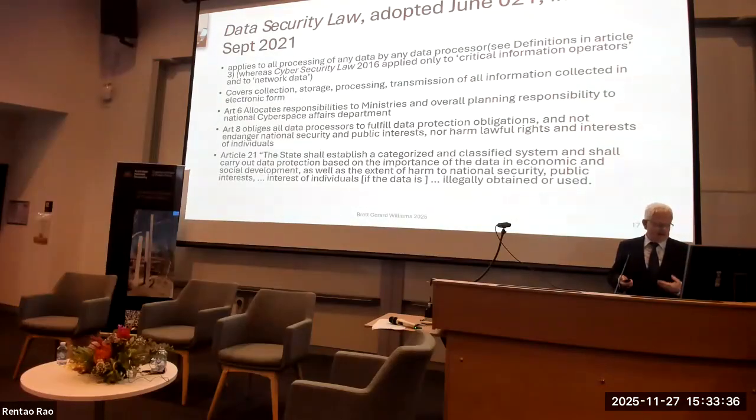There's an article allocating the responsibilities to particular ministries. There's articles obliging all data processors to fulfil data protection obligations, including not endangering national security and public interests, nor harming lawful rights of individuals. And then an article saying that the state should establish a categorised and classified system based on the importance of data. So you can kind of have level 1 data that's not so important, but level 2 it's a bit more important to protect. And as you get to a higher and higher number, then the national security objective kind of takes over and means you have a greater justification for not allowing the movement of that data.